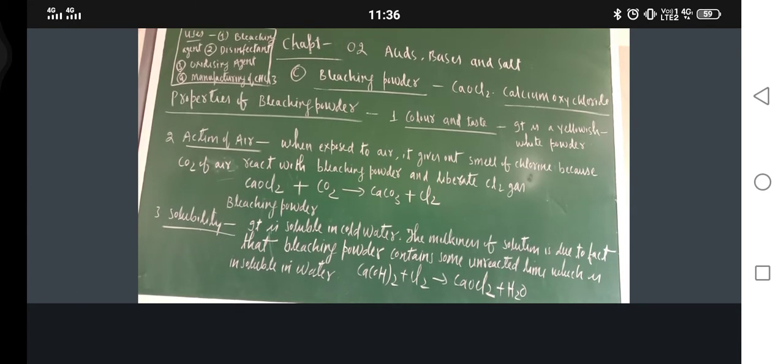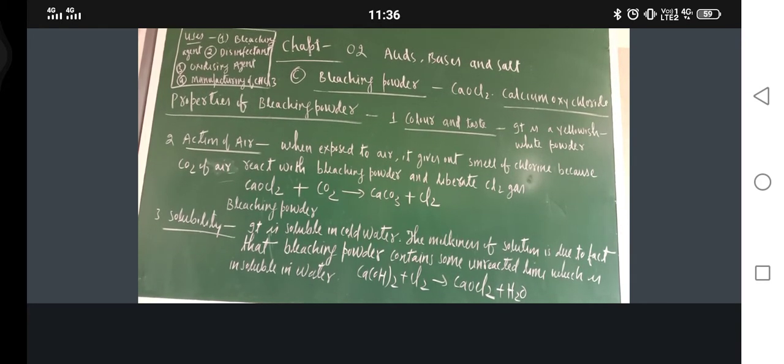First one is color and taste. Just see. Its color is dull white. What is this one? Dull white powder.